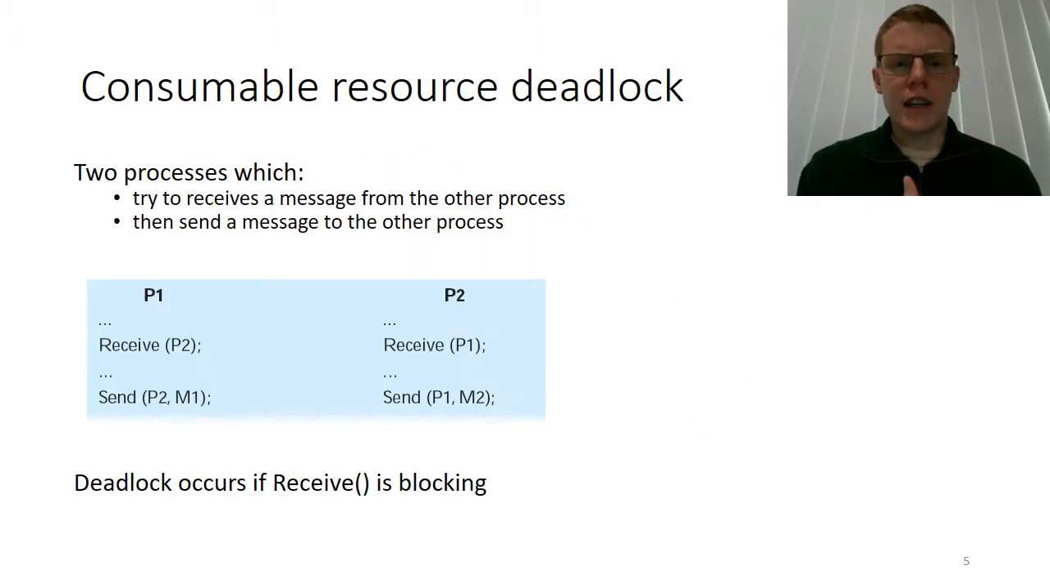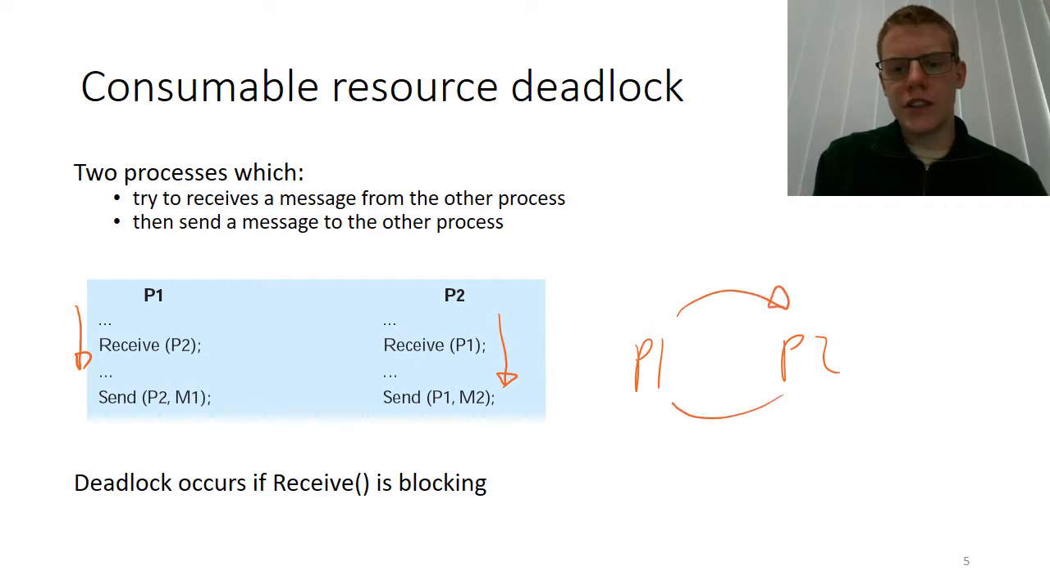I'd also like to give an example of deadlock occurring as a result of consumable resource use. So let's imagine that we have processes which are generating messages and receiving messages. And we write our two processes so that they each try to receive a message from the other process and then send a message back to the other process. So P1 and P2 are both trying to send and receive messages from each other. But the ordering here is important. Both P1 and P2 want to receive a message from each other first, do some processing perhaps on that message, and then send another message, a new message, back to the other process.